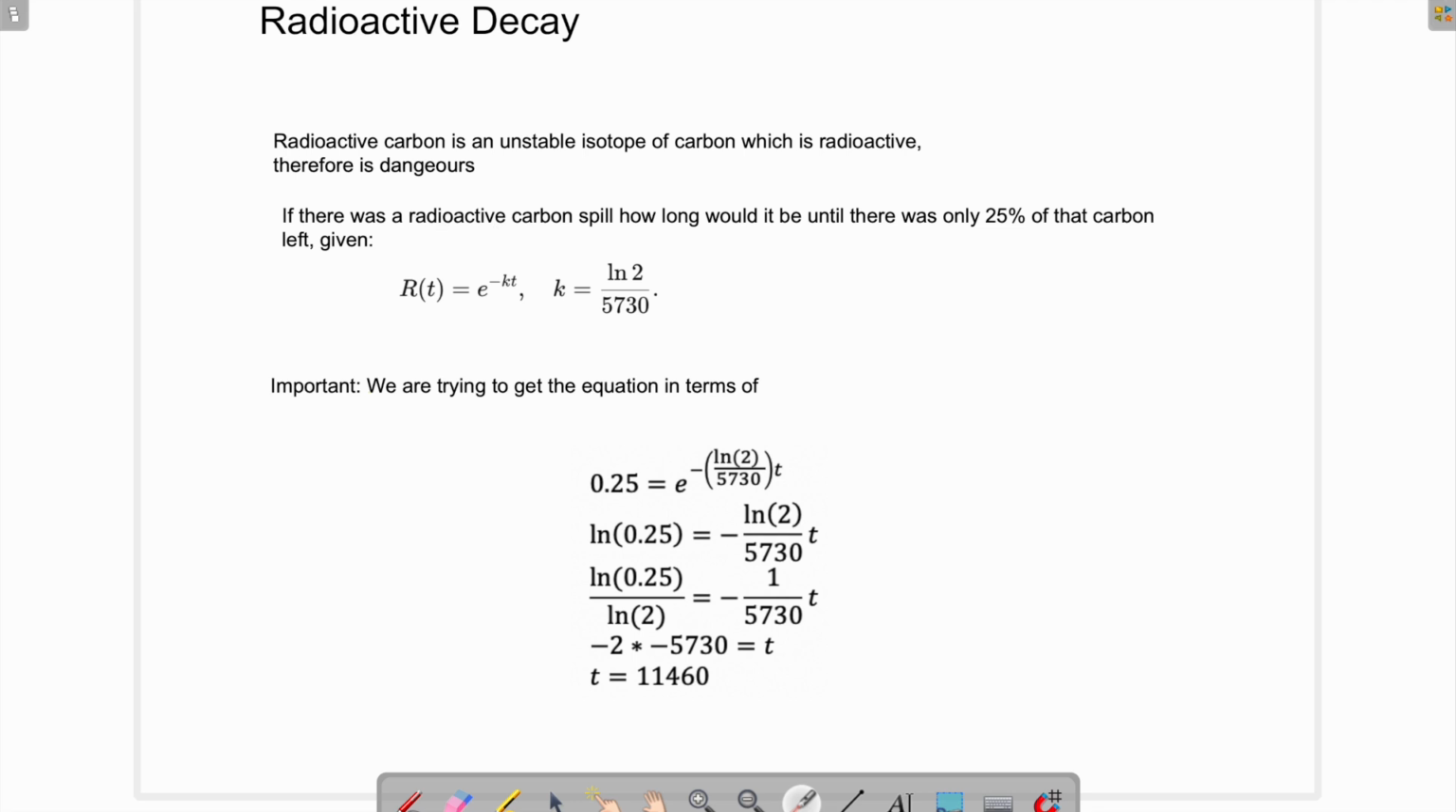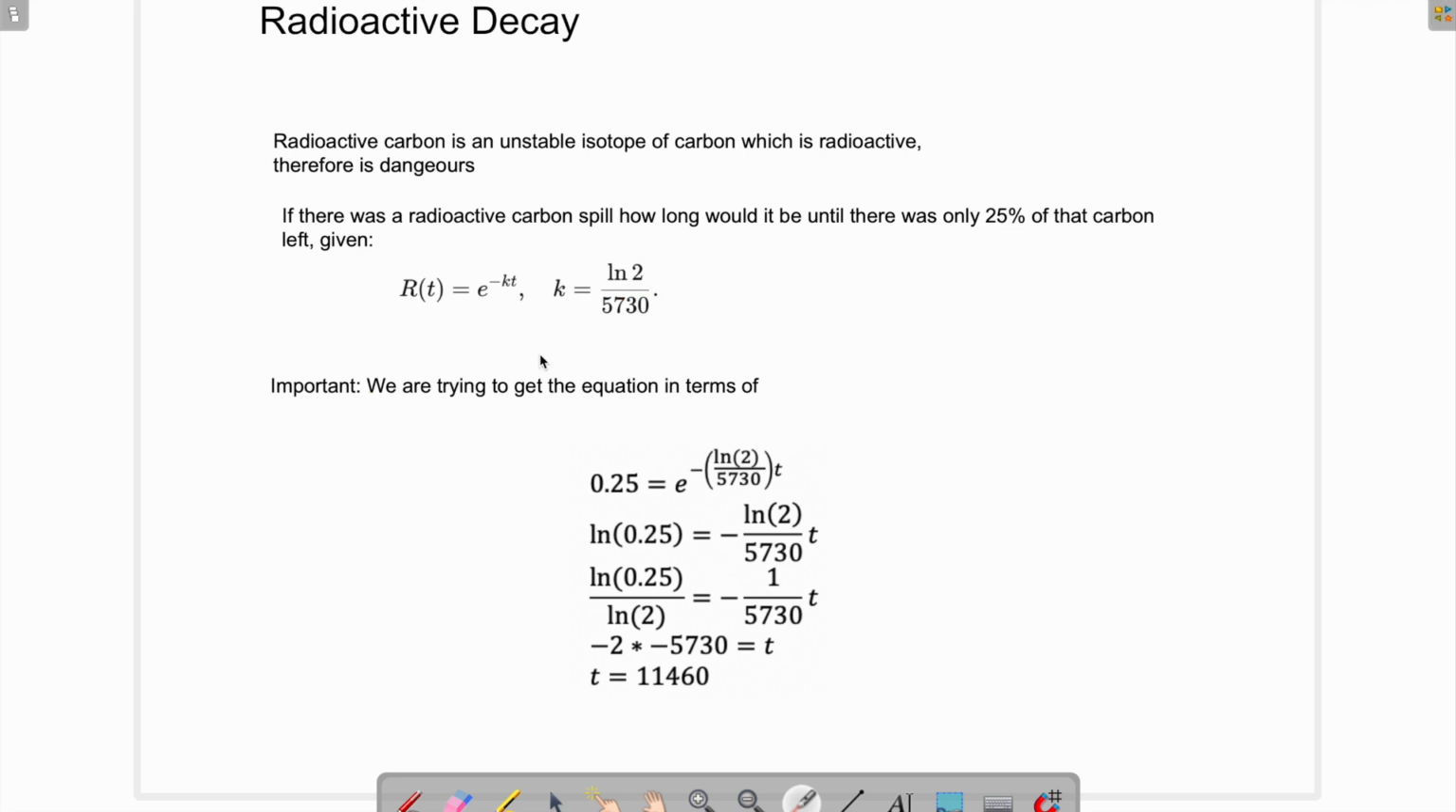So in this one, we're going to be talking about radioactive carbon. So there was a spill. And we want to know, how long would it take until there's only 25% of that unstable, radioactive carbon left in that area. We are given the fact that R(t), the amount of radioactive carbon remaining, is equal to e to the power of minus k times t. k here is ln 2 over 5,730, the radioactive decay constant for radioactive carbon, and if you're ever given a question like this, it will be given to you, not expected.